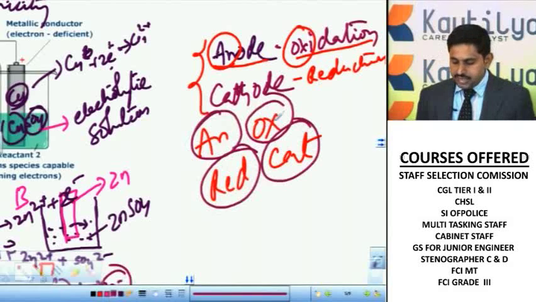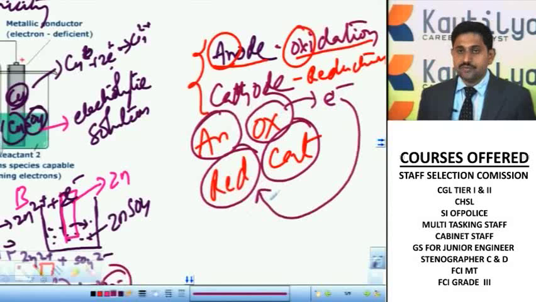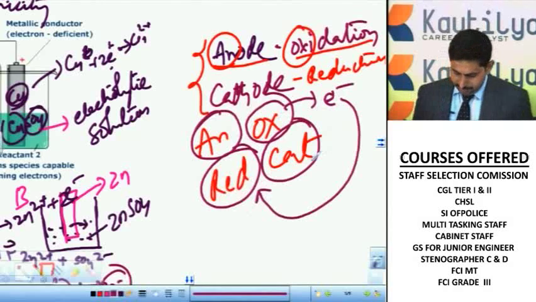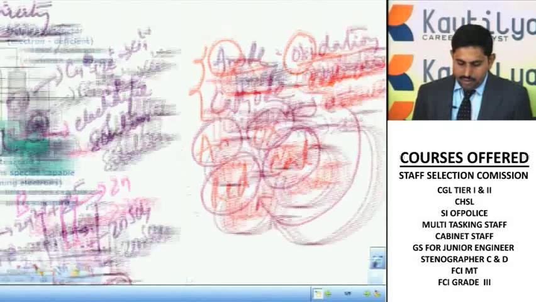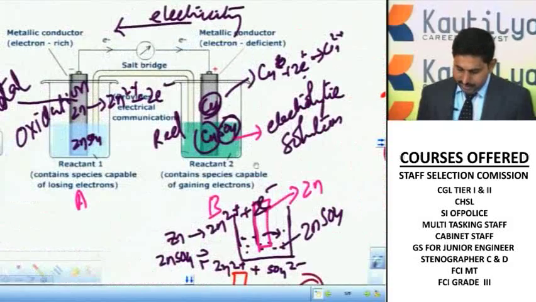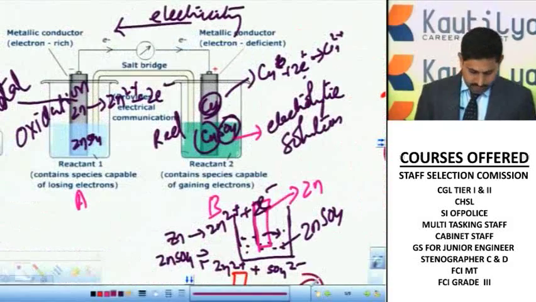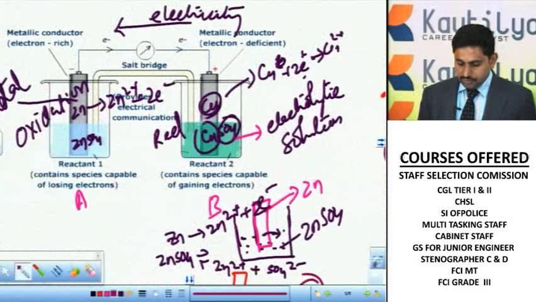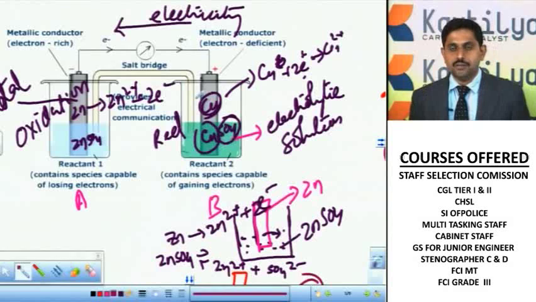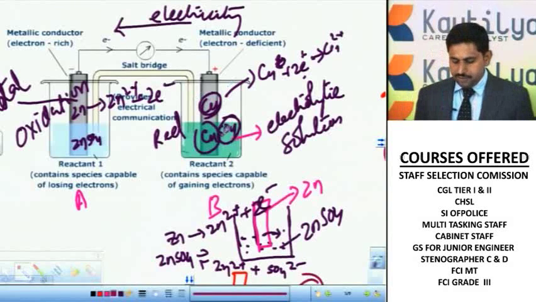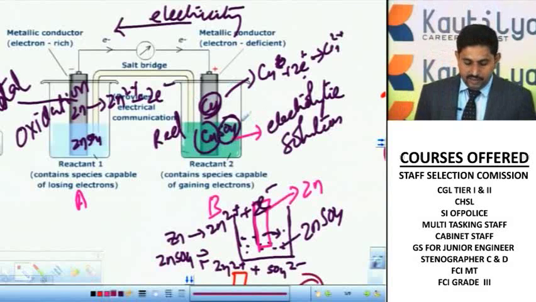Oxidation means losing electrons. Whatever electrons are lost, the reduction process accepts them. Now I told you the electrons move from here to the copper, and the copper accepts them. By accepting the 2 electrons, the copper is converted into Cu2+ ion. And I told you the electrons move and the current flows in the opposite direction.